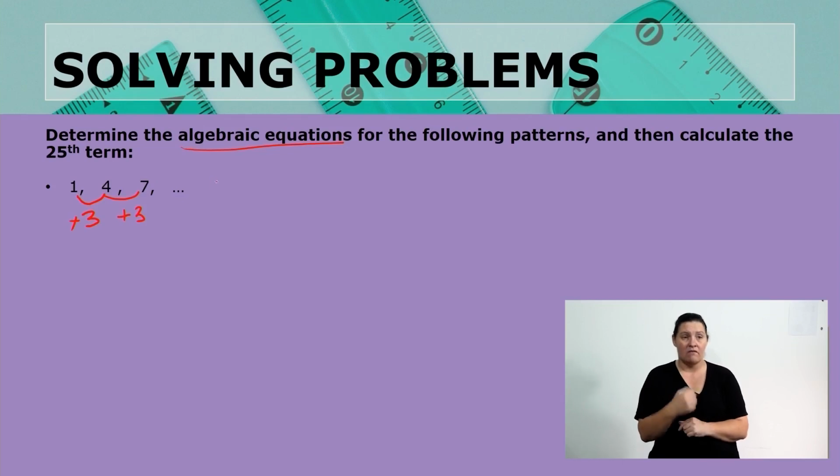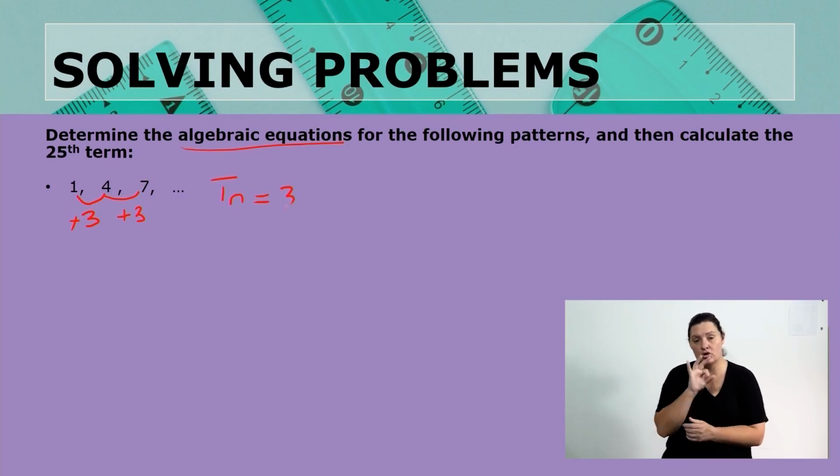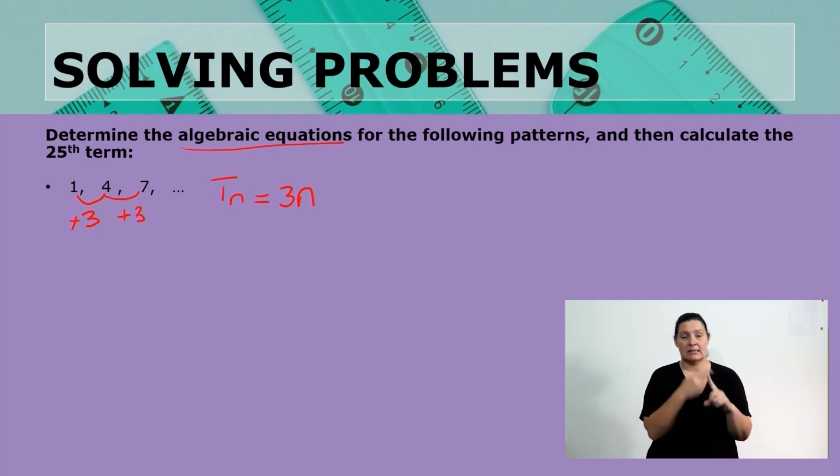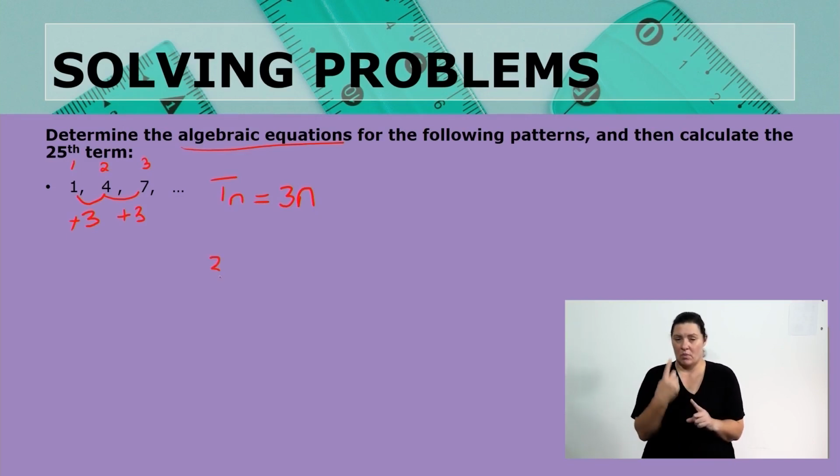So remember, for our algebraic equation, we are going to say 3 multiplied by the term number. So that is 3 multiplied by, let me just write the term numbers there so that we don't get confused, multiplied by that first term. So 3 multiplied by 1, we know that 3 multiplied by 1 is 3.